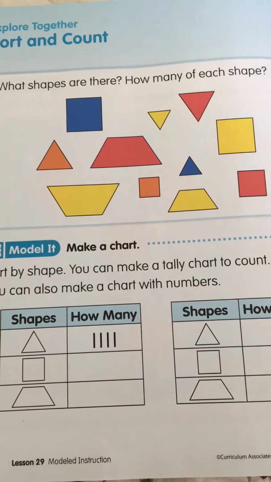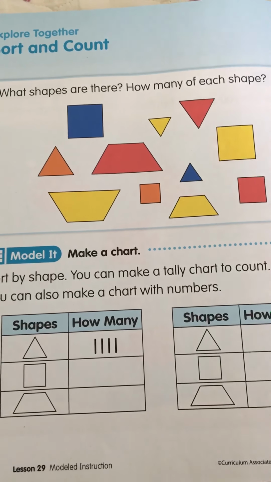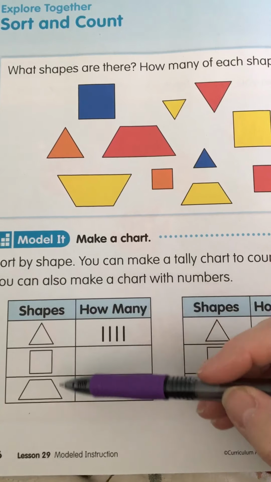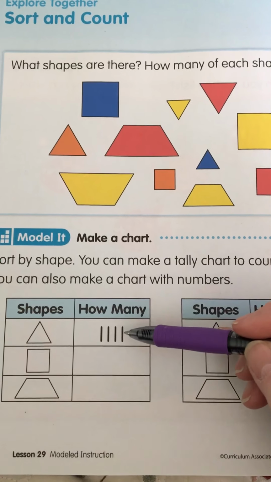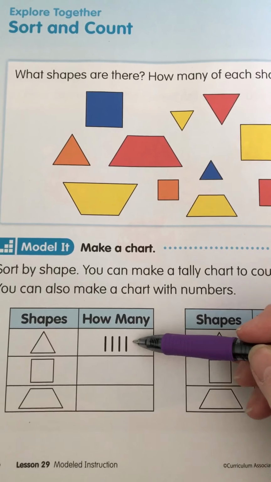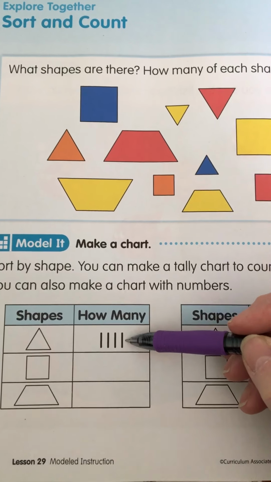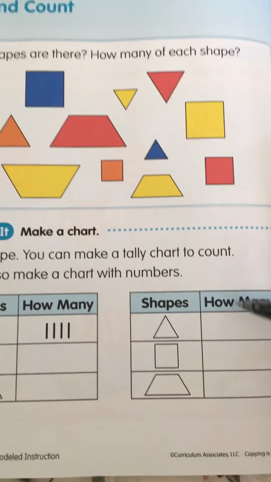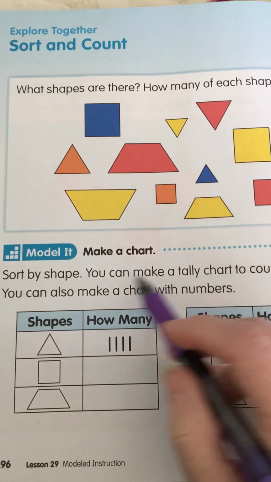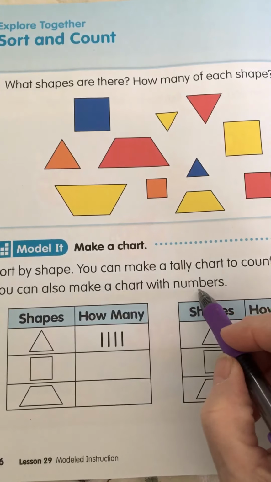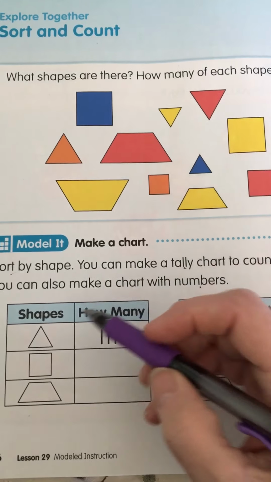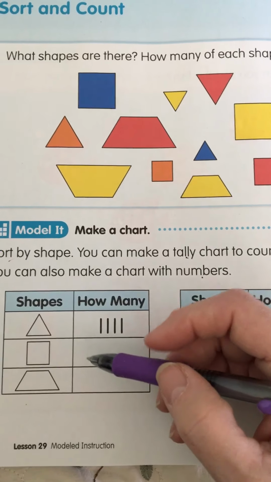Now, there's several kinds of charts that we can make. There's 3 different kinds that we're going to talk about. This kind of a chart uses tally marks, and we know what tally marks are from our calendar every day. So we use tally marks. We could also use a number chart. So you can make a chart with numbers, or you can make a chart by tally marks. So we're going to do tally marks first.